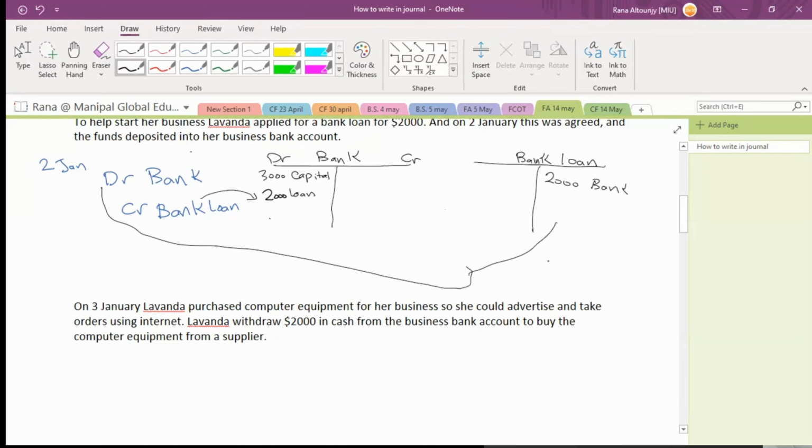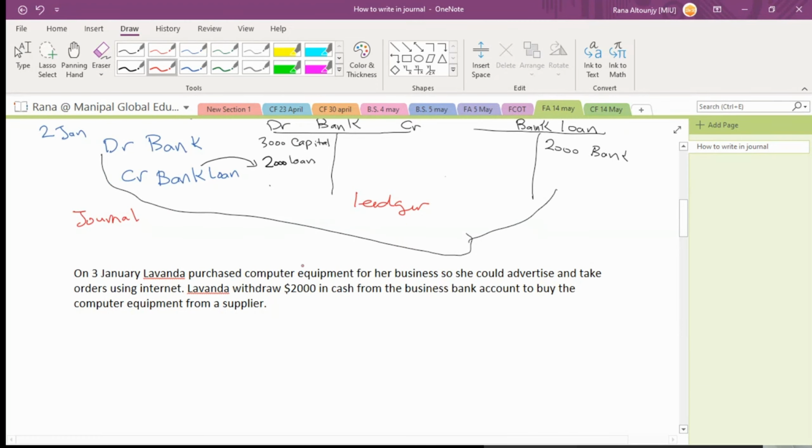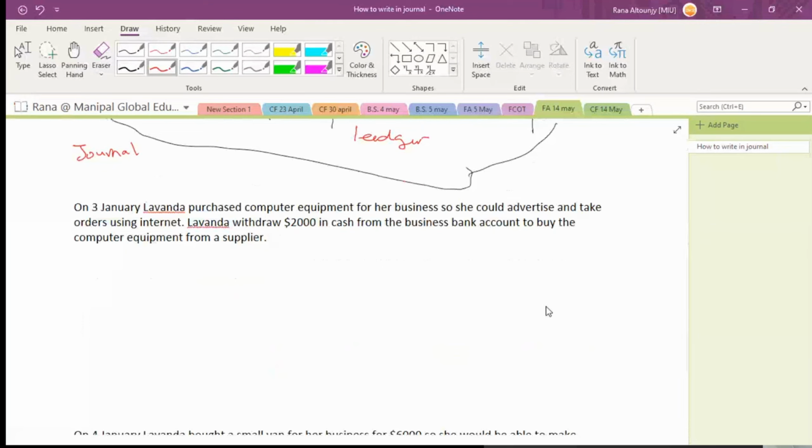Okay, so like this, we transfer this transaction from the journal to the ledger, and as I mentioned earlier, this writing here is called journal, and those two T accounts are called ledger. Okay, so this is the second transaction. Let's go to the third transaction.